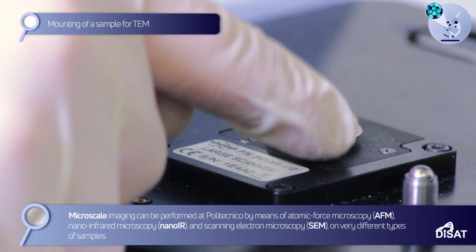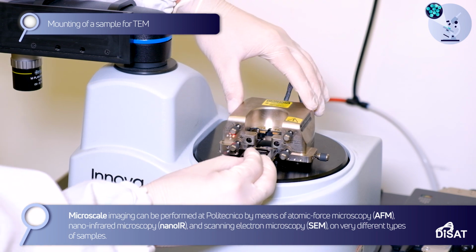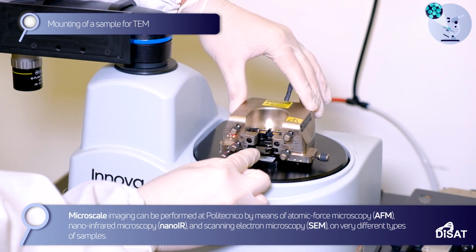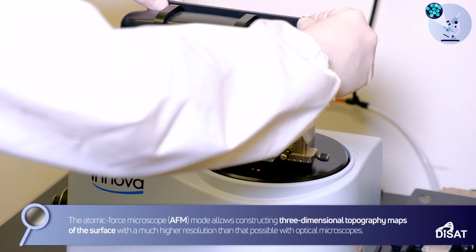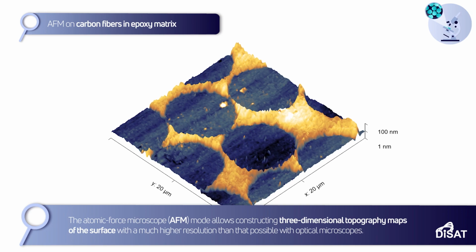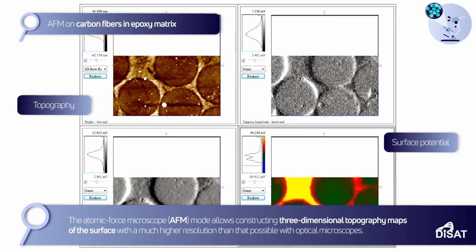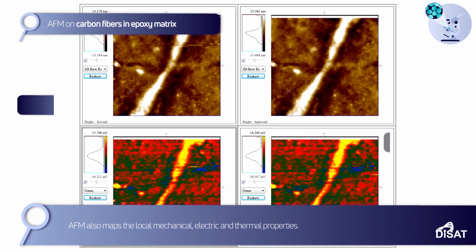Microscale imaging can be performed at Polytechnico by means of atomic force microscopy, nano-infrared microscopy, and scanning electron microscopy on very different types of samples. The atomic force microscope mode allows constructing three-dimensional topography maps of the surface with a much higher resolution than that possible with optical microscopes. AFM also maps the local mechanical, electric and thermal properties.